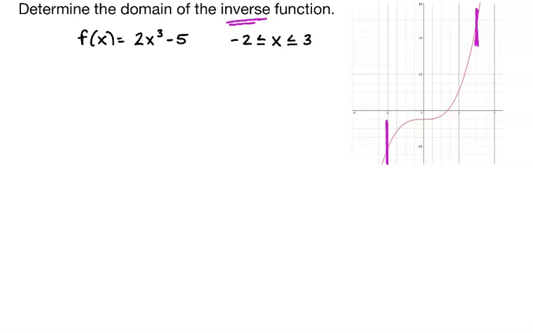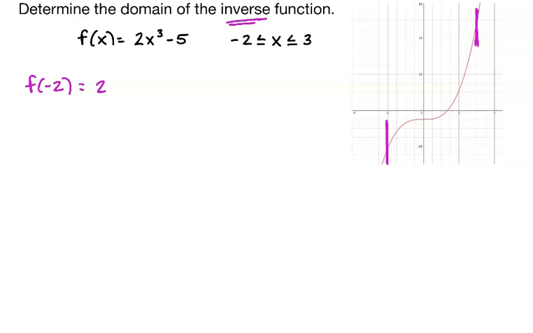Looking at our cubic function, we can see that it's an increasing function. And so the lowest output is going to be when I evaluate my function at -2, and my highest output is going to be at +3. So let's evaluate our function. I'm going to find f of -2.